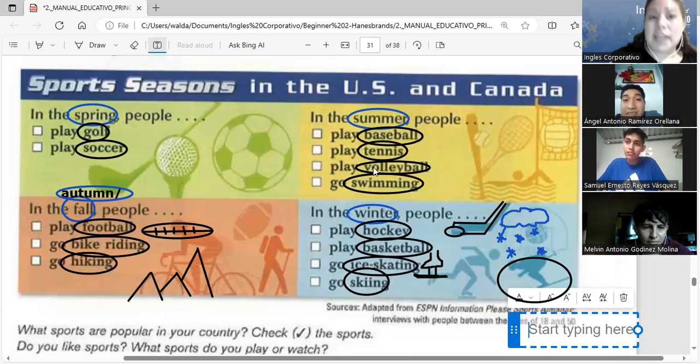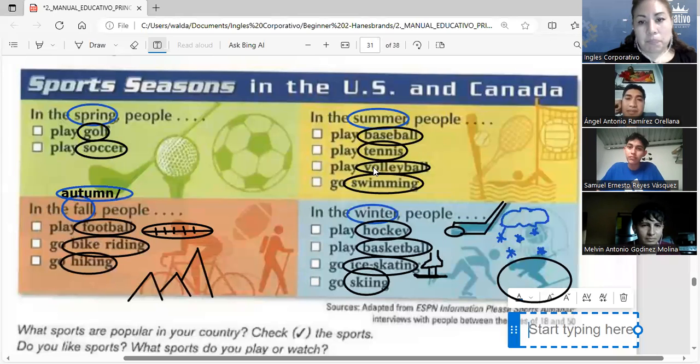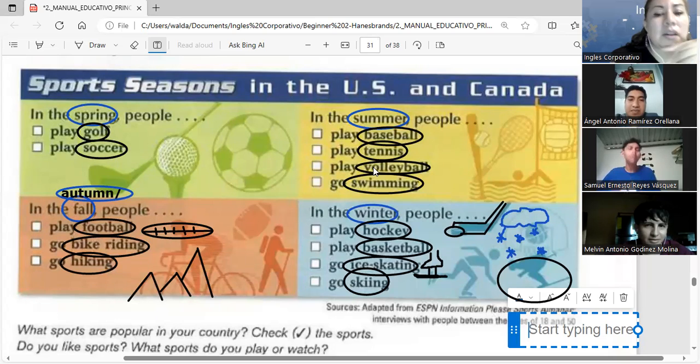Remember, it's not just basket, it's basketball. Because basket is canasta, but basketball is baloncesto. Two different things. So you have to say basketball. Okay, good. Something else? Anything else that you like to watch or play? He plays soccer. Okay, very good.